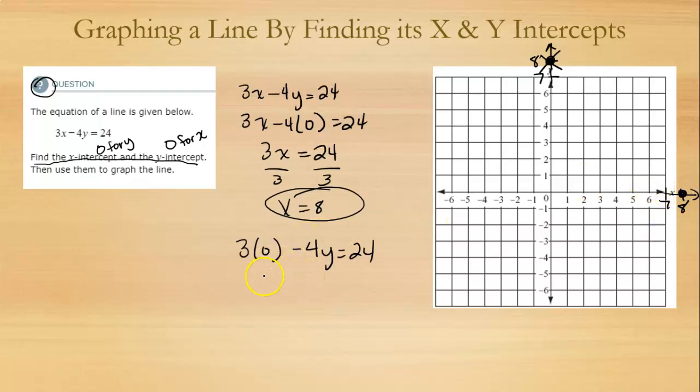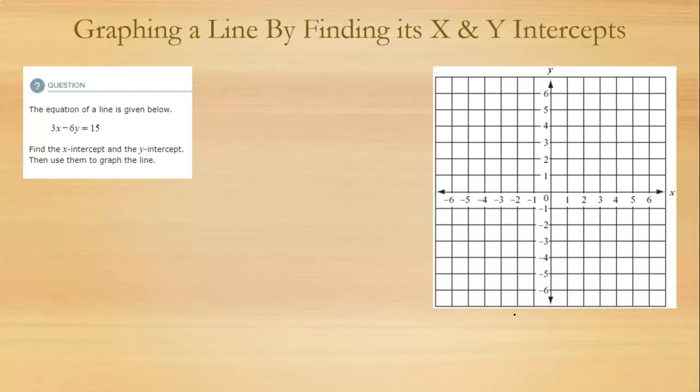3 times 0 is 0. 0 minus 4y is negative 4y equals 24. Divide both sides by negative 4. The negative 4's cancel out, and so the y-intercept is negative 6. Right there. I'm going to connect those with a line. Arrows on each end to show that the line goes on forever, and that's it. You pause the video and try this one on your own.